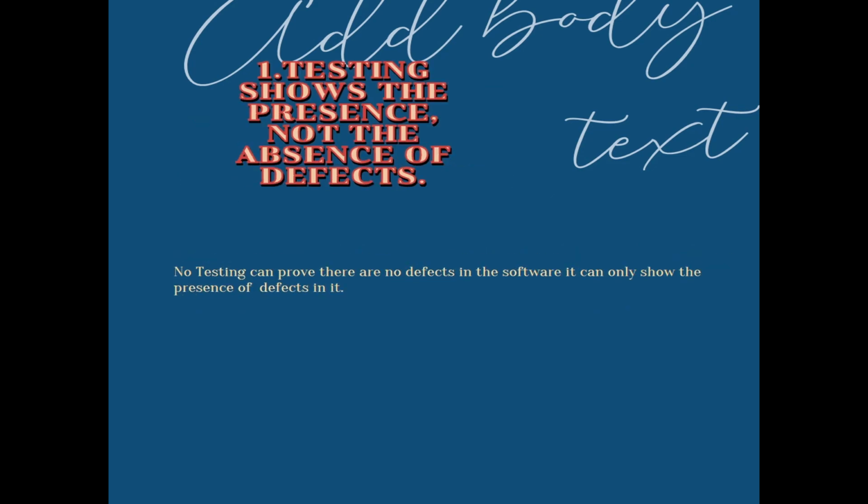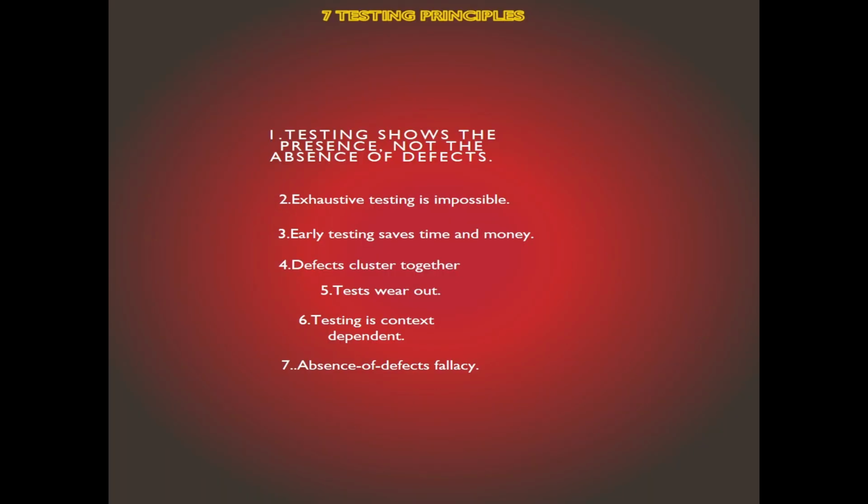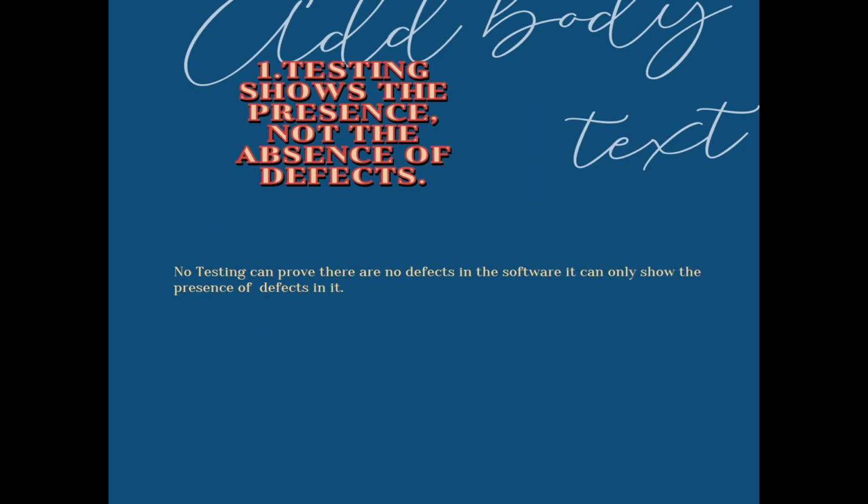So let's summarize what we had discussed today. There are 7 principles of testing. Principles mean general guidelines. So these are the 7 principles: Testing shows the presence, not the absence of defects. Exhaustive testing is impossible. Early testing saves time and money. Defects cluster together. Test wear out. Testing is context dependent. Absence of defects fallacy. So these are the 7 principles of testing.